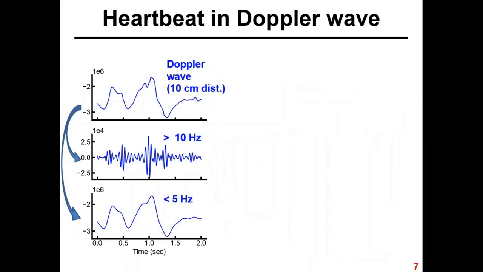And the next, this graph shows details about the heartbeat components measured by the Doppler sensor. In the previous movie, the heartbeat component was mainly visible in the low frequency range, less than five hertz. However, it also has a large breathing signal. On the other hand, in the high frequency range larger than 10 hertz, it has a clearer pattern of systole and diastole features.